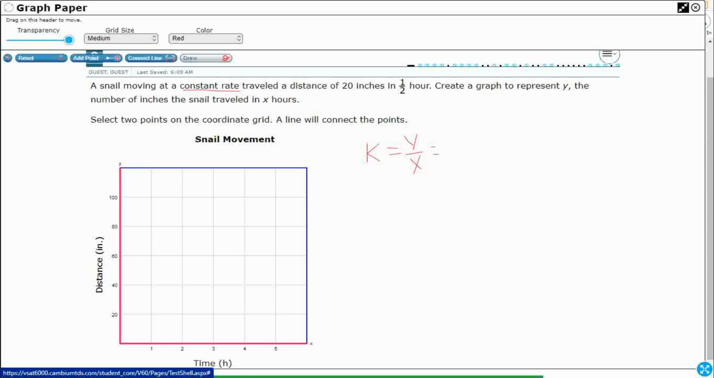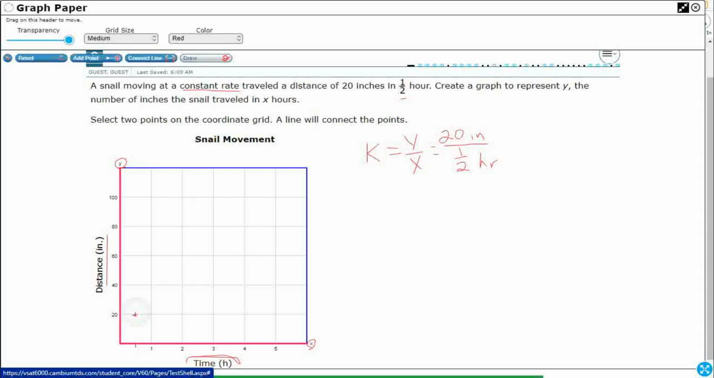And let's see, well, we've got 20 inches. And I see my inches are on the y-axis right here. So I can put that right there. And then I've got half an hour, and time is on my x-axis over here. So it looks like I've got 20 inches in half an hour. So how could I plot that? Well, I don't have a half hour, but I can plot one right there, and my 20 would be right there.